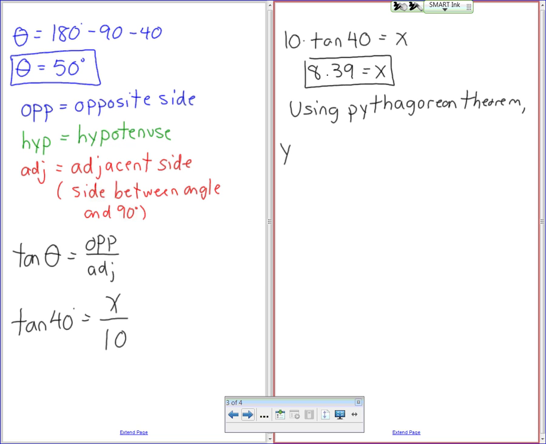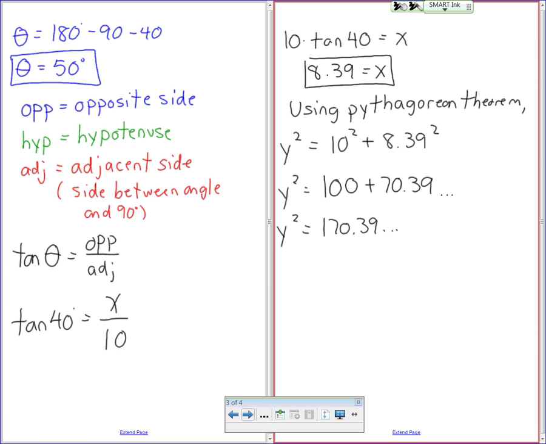How was it? Y squared equals 10 squared plus 8.39 squared. Okay, Liam, you're going to be my human calculator, please. What is 10 squared? 100. What is 8.39 squared? 70.39. Okay, so that should be y squared equals 70.39. Okay. All right, Jessica, can you take the square root of that for me, please? Don't forget. 13. Someone can confirm that?